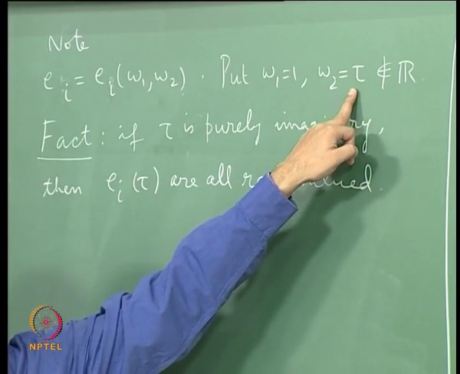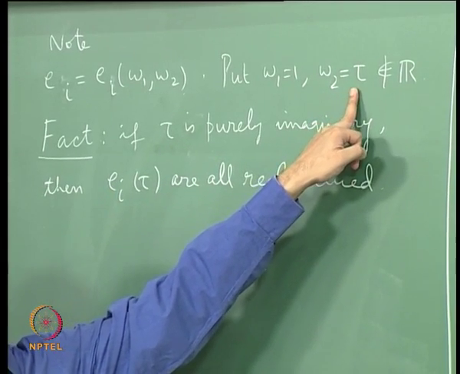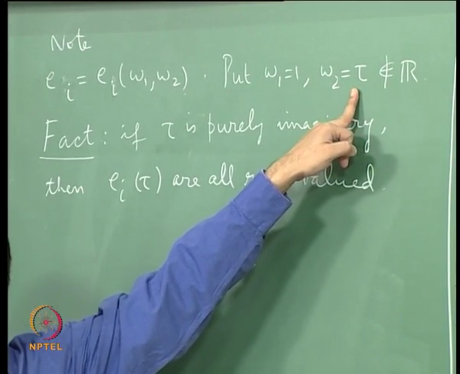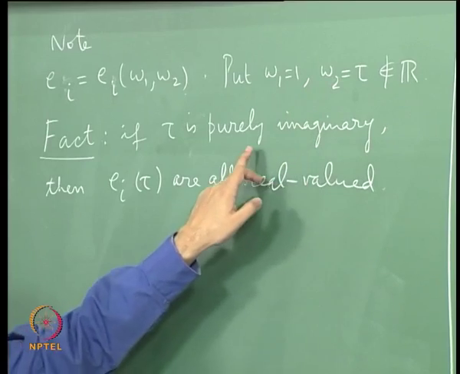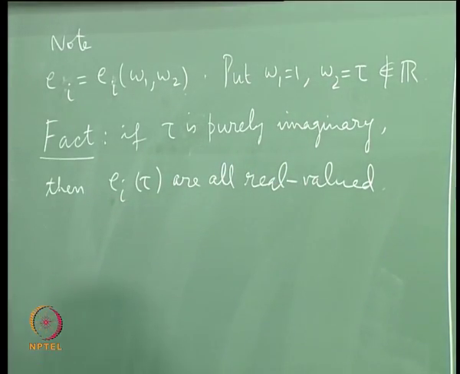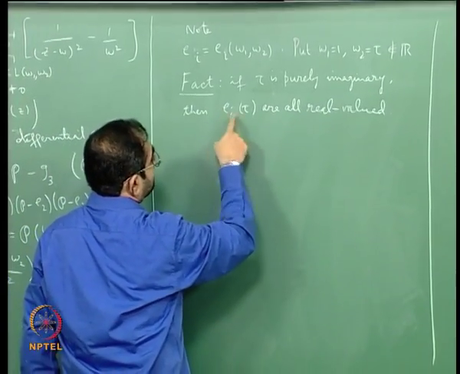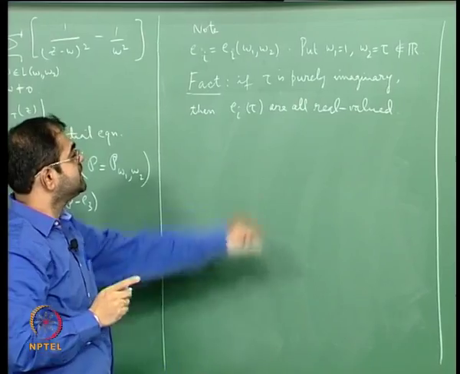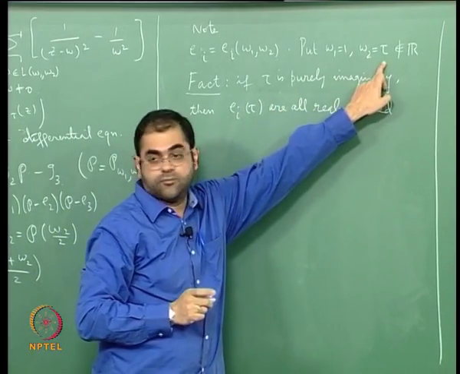so it could still have a real part. Tau is not real only tells you that it has an imaginary part which is not 0. It could have a real part. If further that real part is 0, that is the case when tau is purely imaginary, then I say that the Ei of tau are all real valued. So when I write Ei of tau, now it is really a function of only tau, because the only variable here is tau.